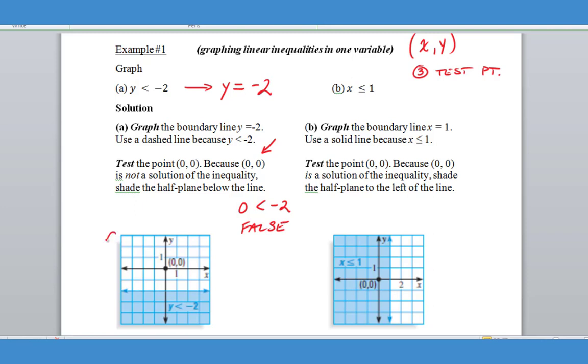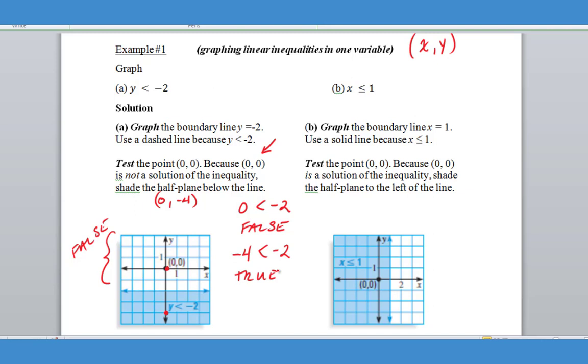And so you can see here that on this side of the line, where our test point was, all of those are false statements, and so they are not solutions. Now, if I wanted to test a second point, I could test the point (0, -4). 0, 1, 2, 3, 4, -4 would be down here. So I'm going to take the y value from there and say -4 is less than -2. And I can see that that is a true statement.